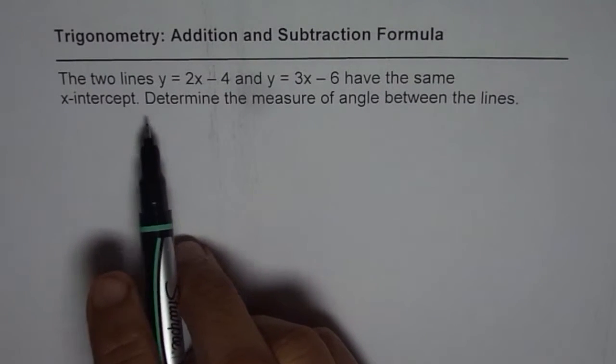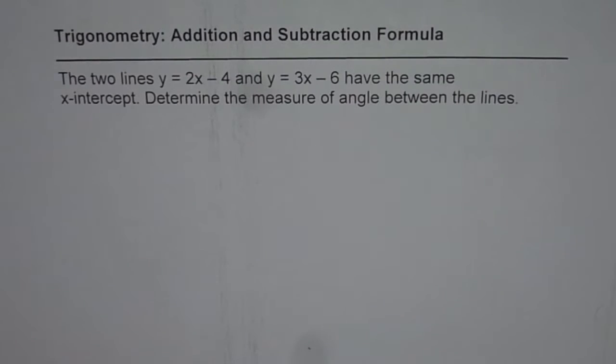The two lines y equals 2x minus 4 and y equals 3x minus 6 have the same x-intercepts. Determine the measure of the angle between the lines. Here is a very interesting question. I'd like you to pause the video, try to answer, and then look into my suggestion. Now let's try to read and understand the question once again.